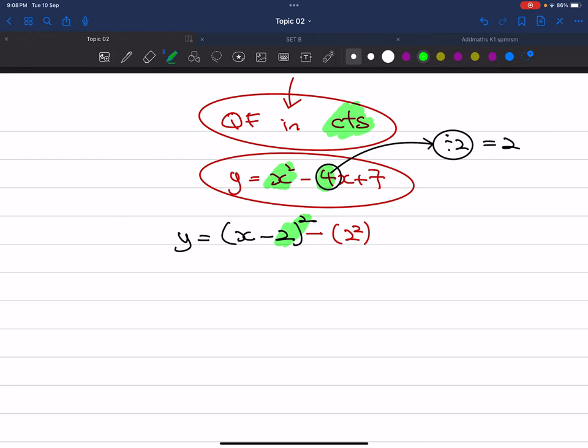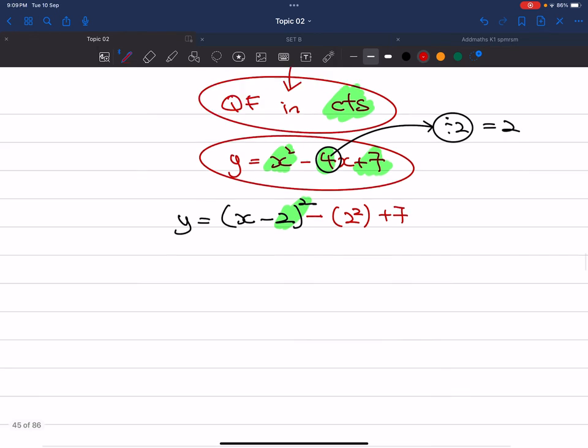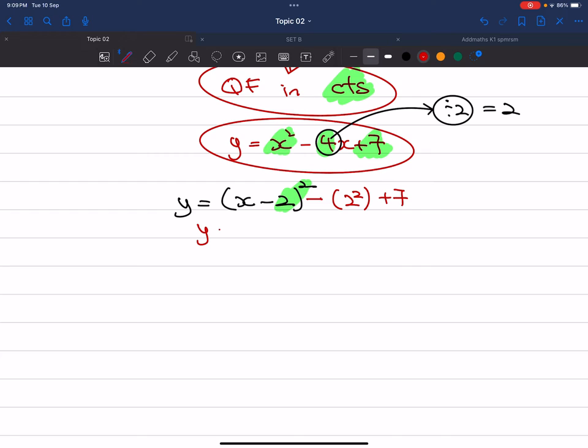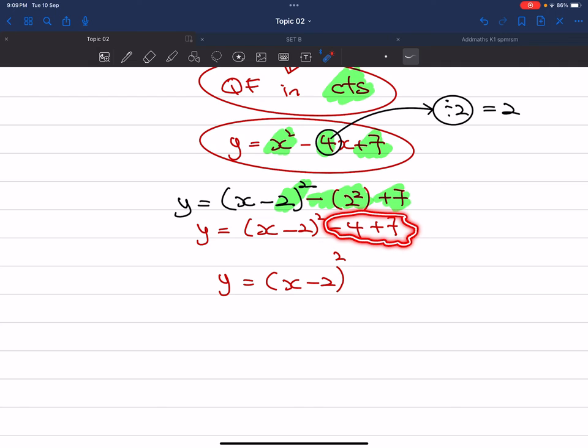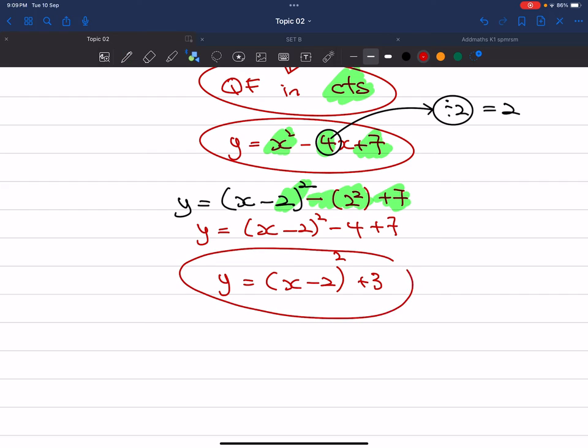And finally, the last number 7, put back. So I'm going to simplify this. This would be y equals, copy back, (x minus 2) square, minus 2 square, that is minus 4, plus 7, copy back. So finally I have y equals (x minus 2) square minus 4 plus 7, that would be plus 3. We have got our complete the square.